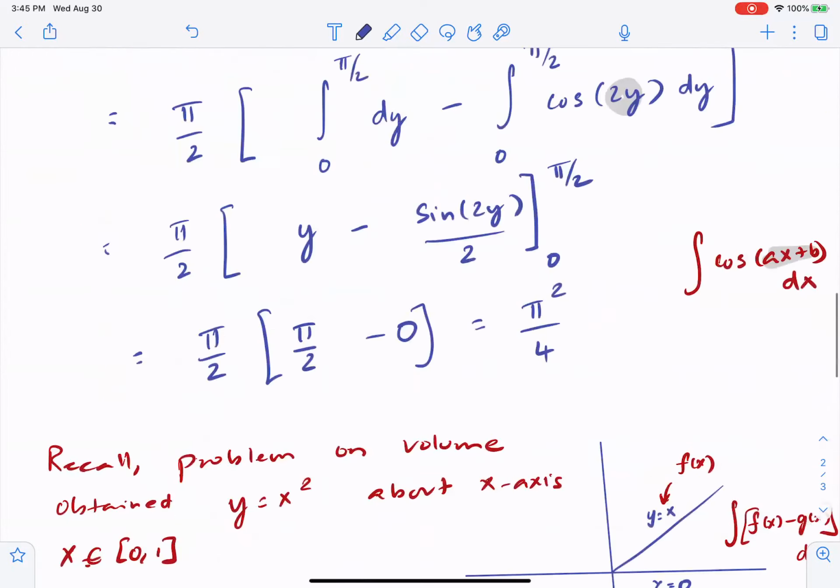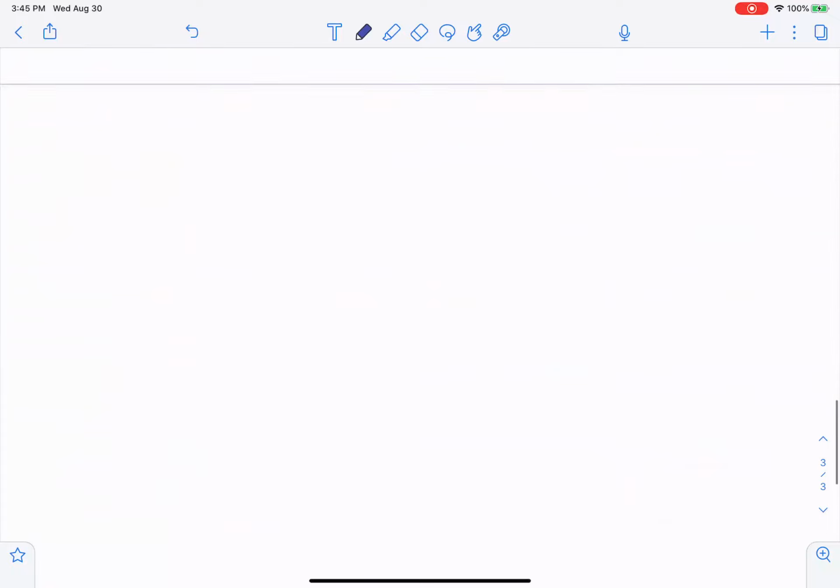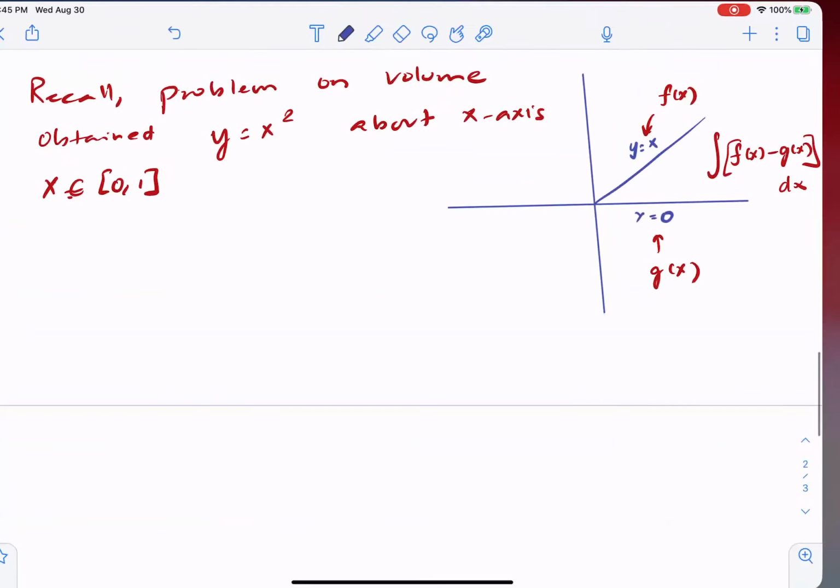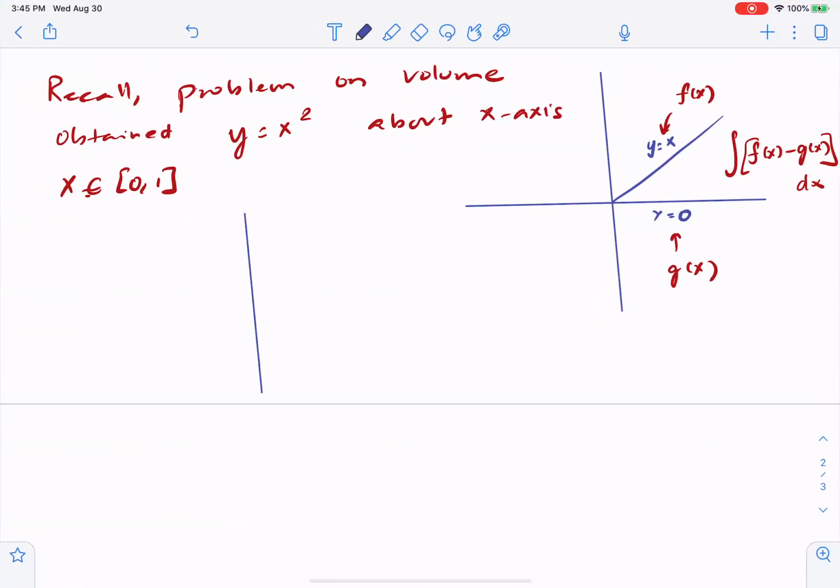Here is a scenario, slightly modified. Also, our first problem in volumes, y equals x squared. It is a parabola. 0, that point is 1, 1. The strip, in this case, if I'm going to revolve about the x-axis, should it be horizontal or should it be vertical? The strip.